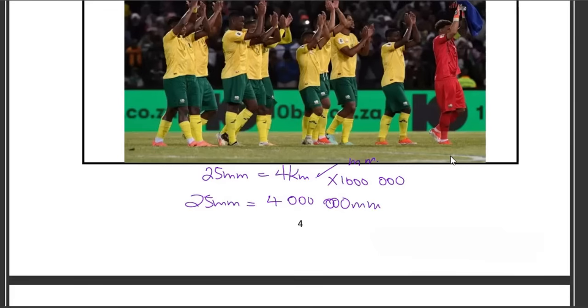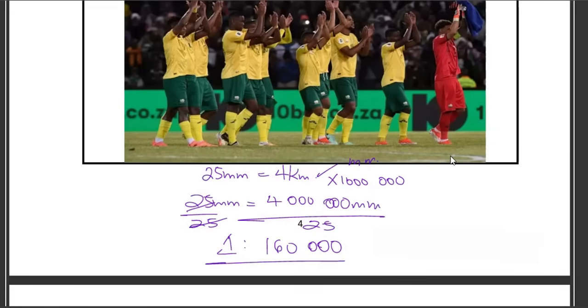So we want to make this one. What do we do? Divide through by 25. Also this side we divide through by 25. Meaning 1 is to 160,000. And then we are verifying and we are saying it's not valid. Why? The person was claiming.